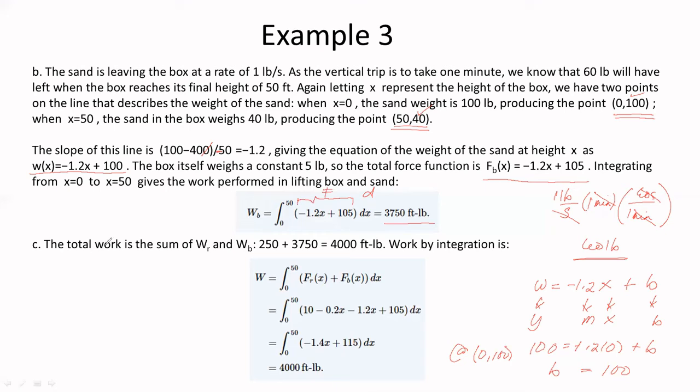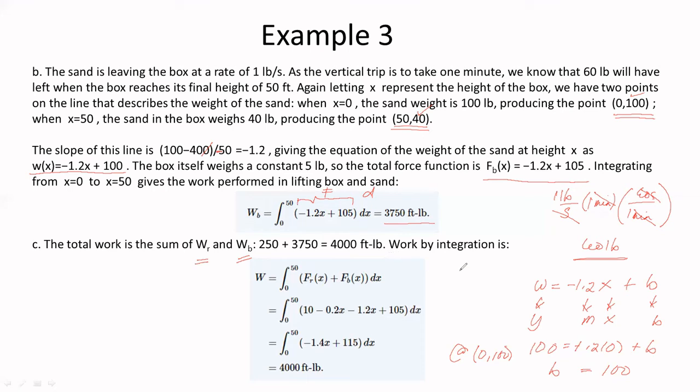Letter C asks for the total work. So the total work will be the sum of the work in pulling up the rope and the work in pulling up the box with the sand. So that would be the 250 answer in A and the 3,750 answer in B. That should give you 4,000 foot-pound force.